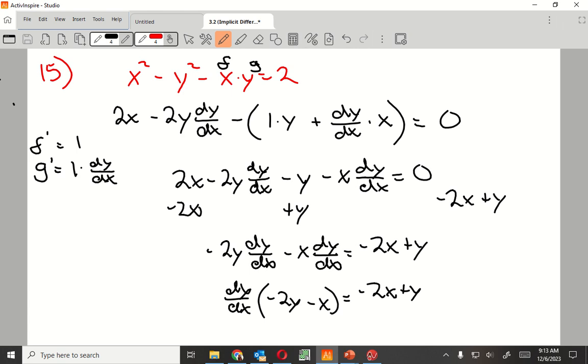And then, to get my dy dx by itself, I'm going to divide both sides by the quantity of negative 2y minus x.